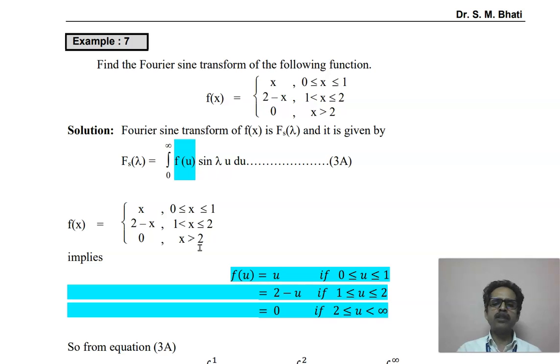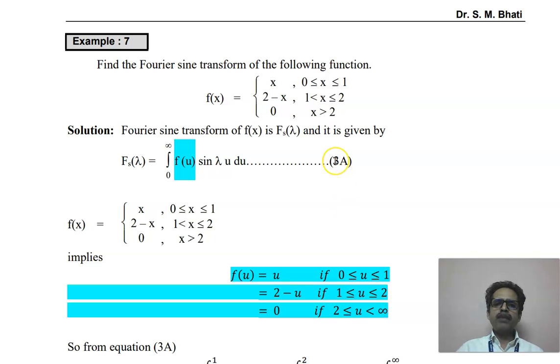Simply you put x as u everywhere, so that f(u) will be a function having the value u when u is between 0 and 1. Second value is 2 minus u when u is between 1 and 2. And third value is 0 when u is between 2 and infinity.